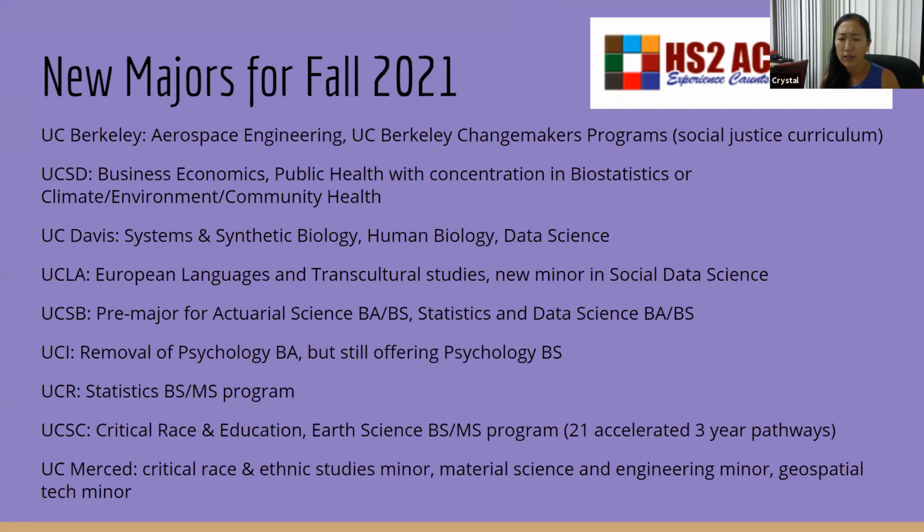One thing I noted during the seminar is that they're also having more accelerated or collapsed programs. So UCR, for example, is doing a 5-year master's in statistics program. And then UCSC is doing a 5-year master's program in earth science. And they also mentioned that they have 21 accelerated 3-year programs. So that means that students who come in with quite a few AP credits or community college credits can actually get through one, sometimes even a major and a minor, but at least one major and graduate within 3 years.